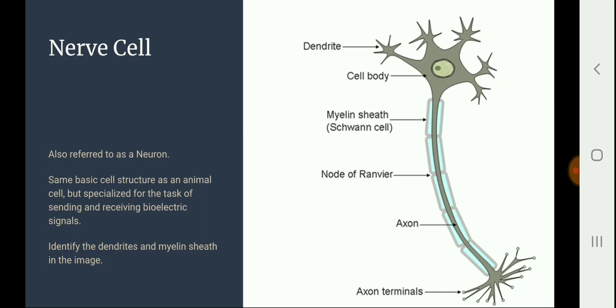So if you ever see the word neuron, it's also a nerve cell. Those terms are synonymous, which means they mean the same thing. Neuron is spelled: neuron.